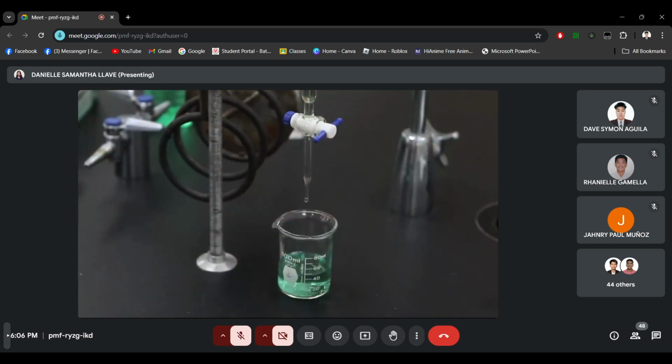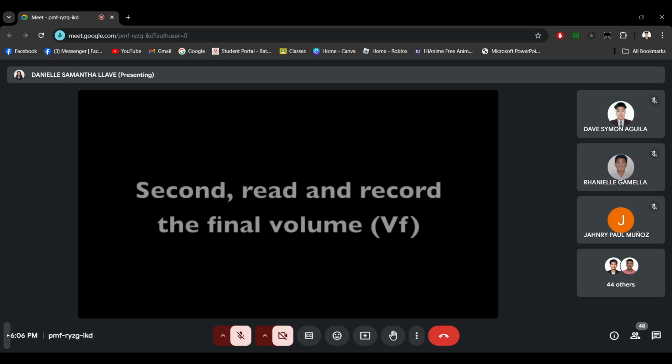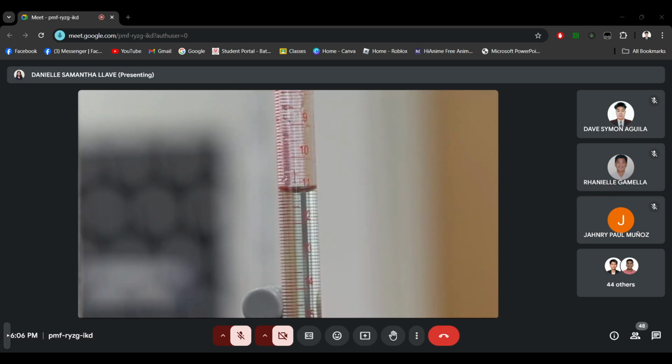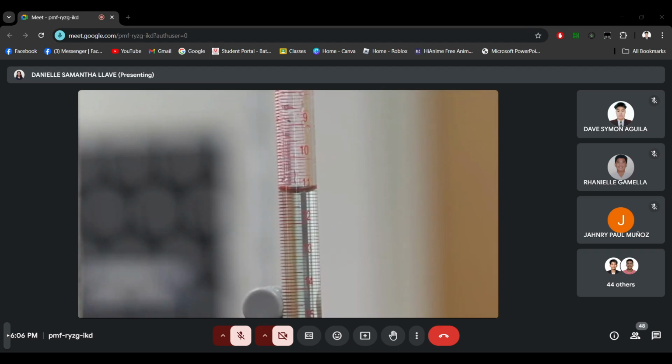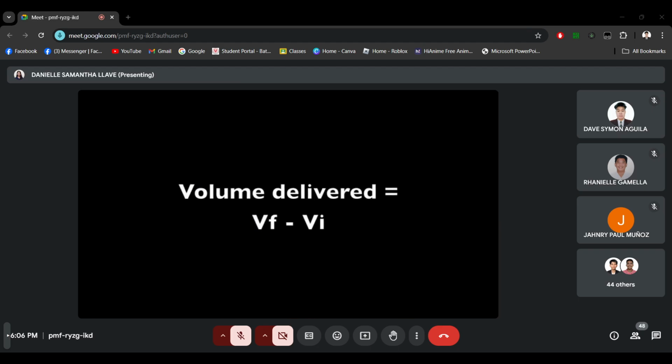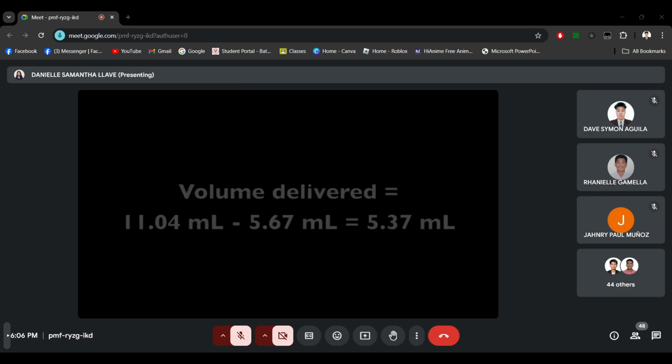After some of the liquid has drained out for the experiment, we're now ready to read the final volume of the burette. The meniscus is now between the 11 and 11.1 milliliter marks, and finally estimated at the hundredths place, I record the final volume as 11.04 milliliters. The volume delivered in my experiment then is the difference between these two readings, 11.04 and 5.67, or 5.37 milliliters.